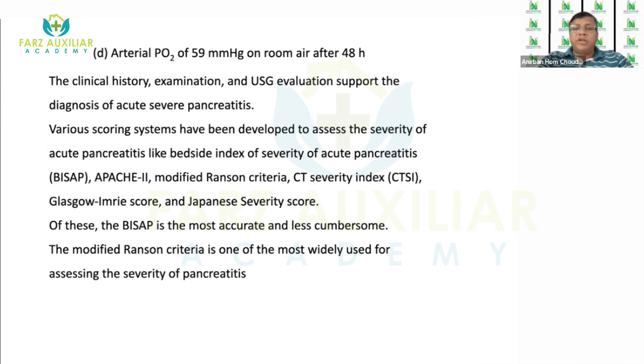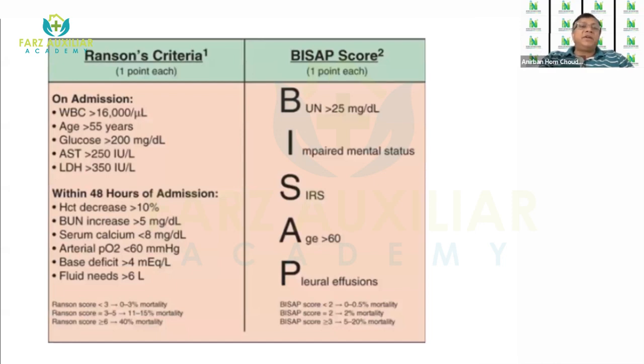We have various scoring systems to assess the severity of acute pancreatitis, which include the bedside index of severity, BISAP, the APACHE 2, modified Ranson, CT severity index, and many more. Of these, BISAP is the most accurate and least cumbersome, and modified Ranson is one of the most widely used. So you will have to know a little bit of each of those scoring systems, particularly Ranson's and BISAP.